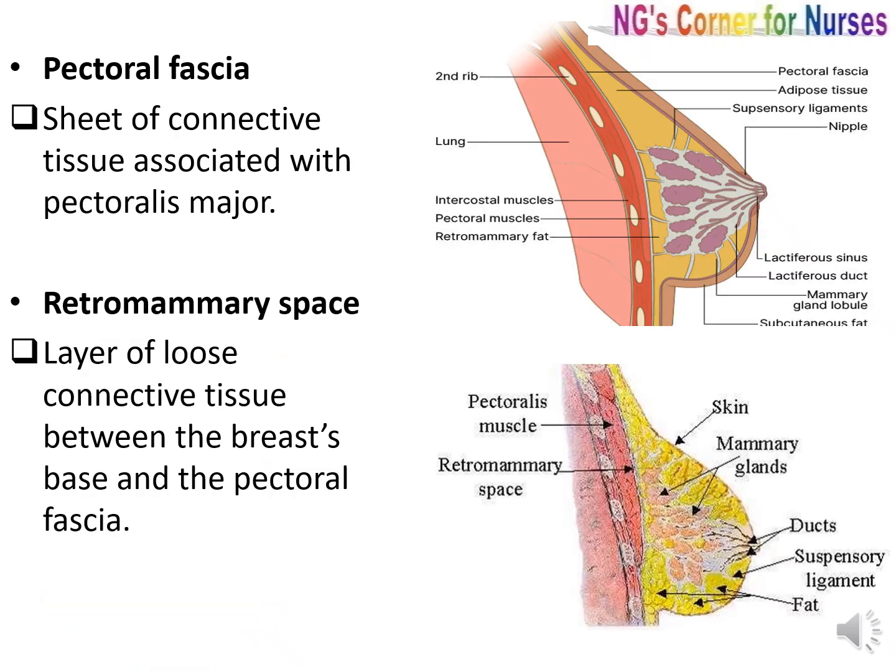Now, what is pectoral fascia? Let's see the picture. Pectoral fascia is a sheet of connective tissue associated with pectoralis major. And what is retromammary space? It is a layer of loose connective tissue between the breast base and the pectoral fascia.